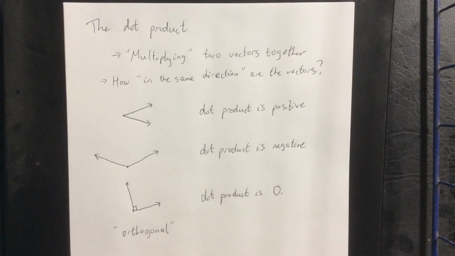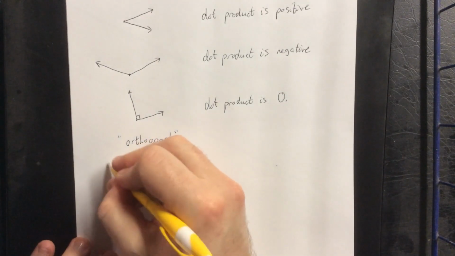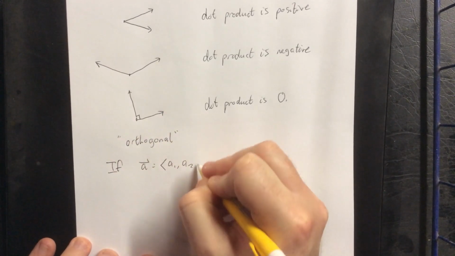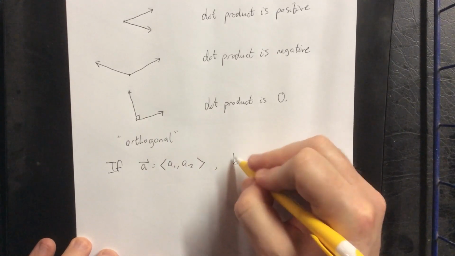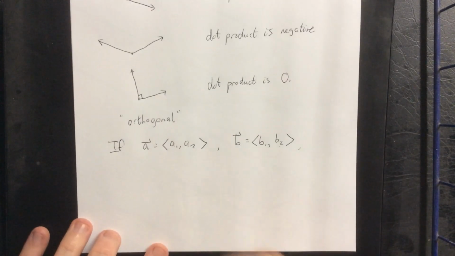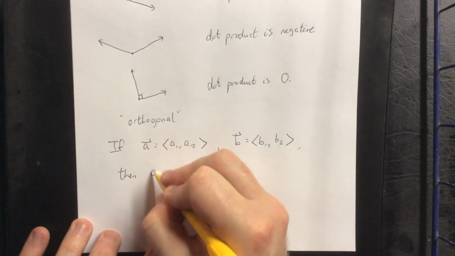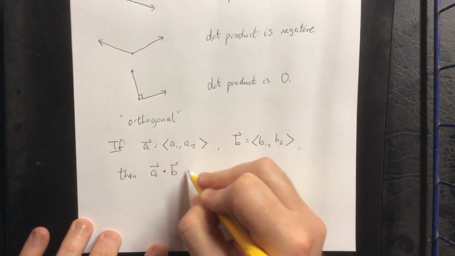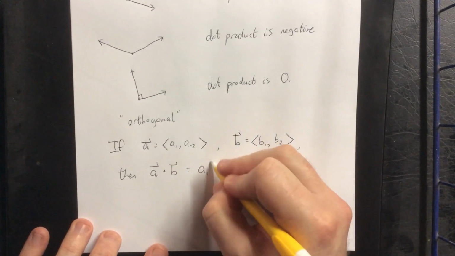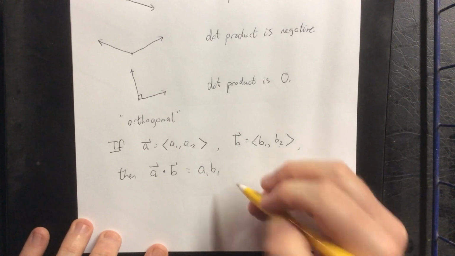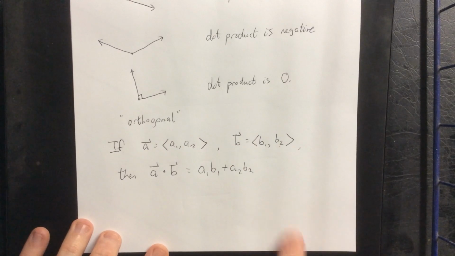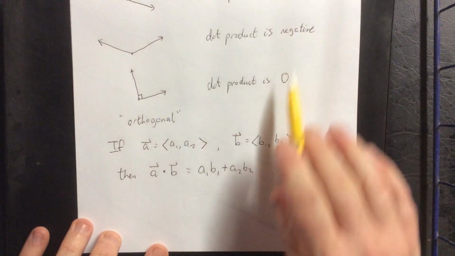Now, as far as actually calculating a dot product is concerned, if you have two vectors, so if vector A is the vector A1, A2, and the vector B is B1, B2, then the notation that we use for a dot product is quite literally a dot in between the two vectors. Multiply the corresponding components together: A1 gets multiplied by B1, and A2 gets multiplied by B2. Once you do that, you add the results together, and then interpret as above.